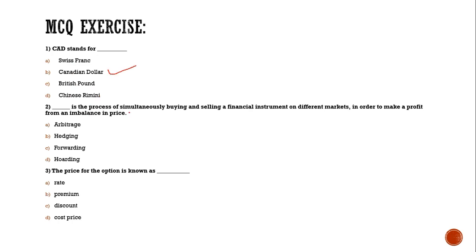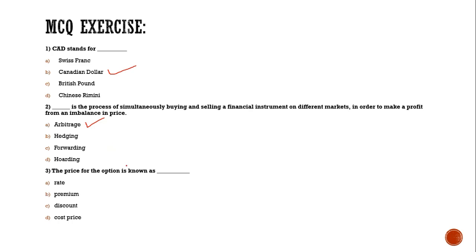Second, dash is the process of simultaneous buying and selling a financial instrument on different markets in order to make a profit from an imbalance in price. The options were arbitrage, hedging, forwarding and holding. The correct answer for this was arbitrage.